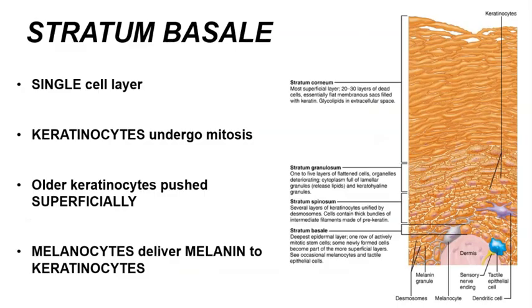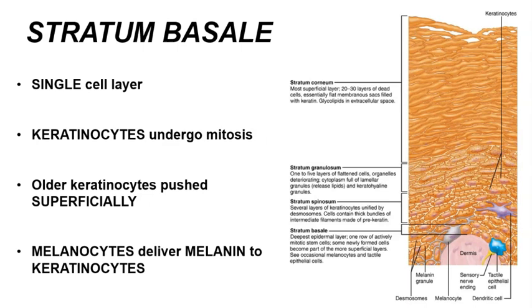So now let's take a look at the processes that are occurring within each layer of the epidermis, and we'll start with the stratum basale. It is a single layer located at the deepest part of the epidermis, and the stratum basale sits right up against the dermis.